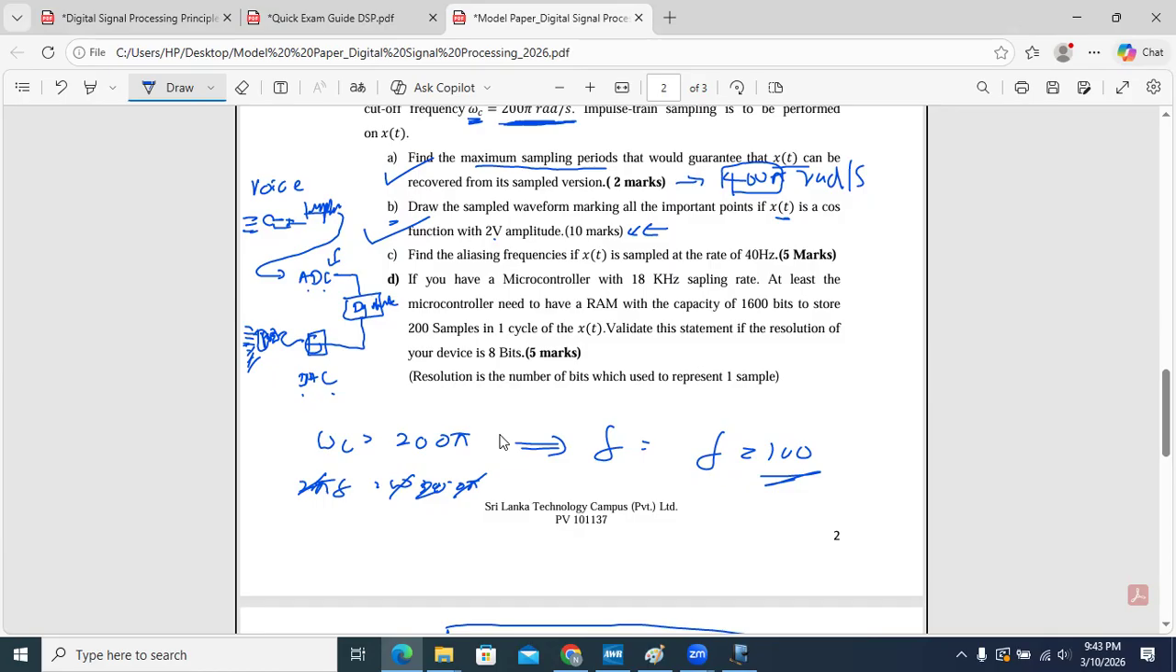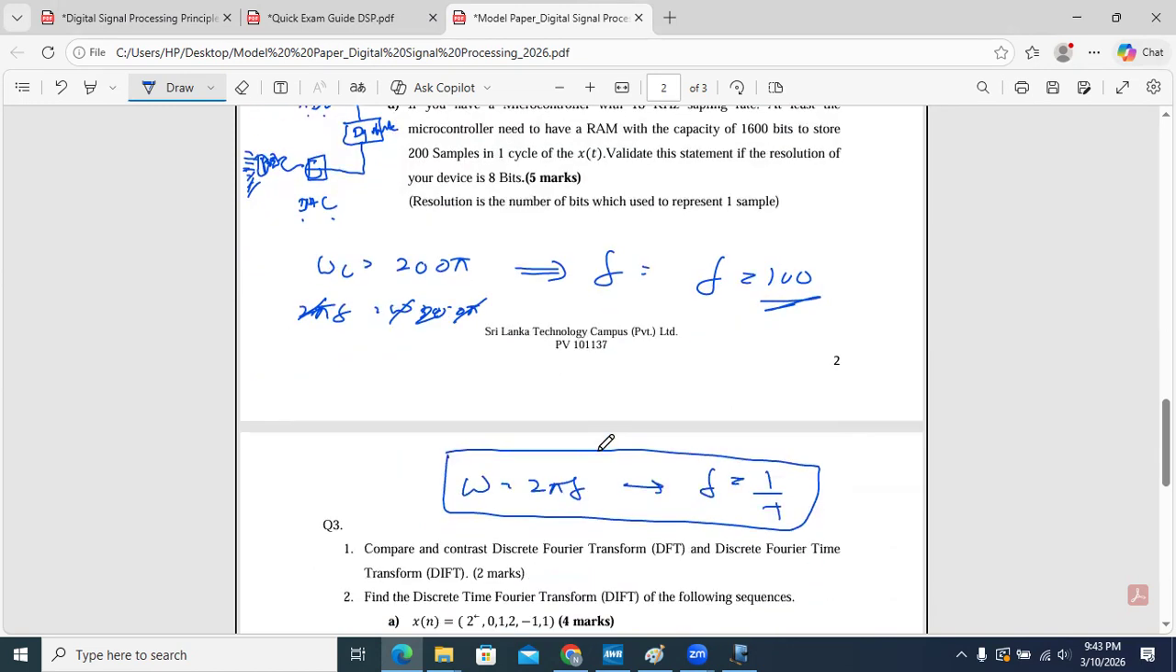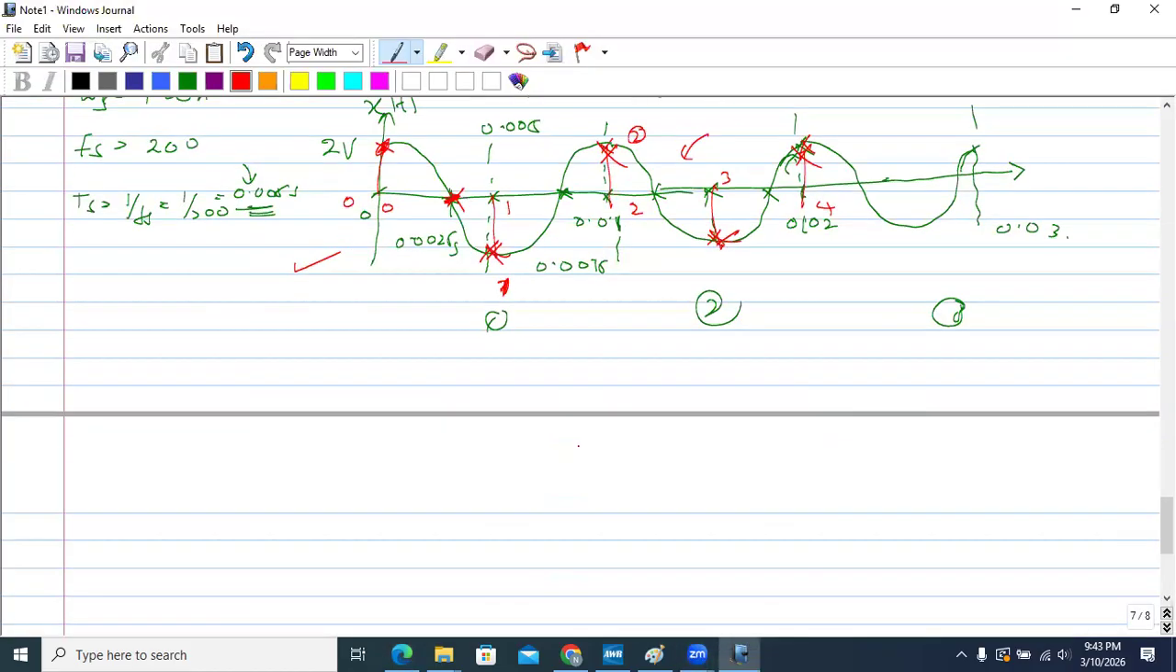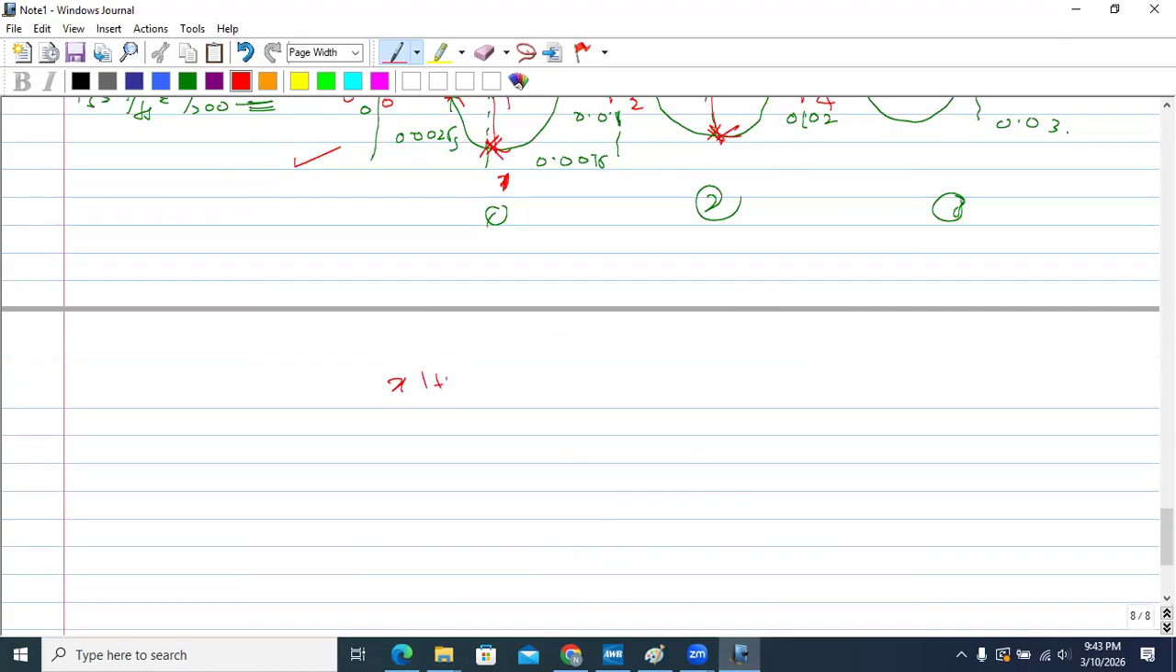Now, you can see that. Now, the xt is sampled using 40 hertz, and find the aliasing frequencies. So what is the signal? The signal xt is 2 cosine 250πt. Now you are going to sample with this 40 hertz. So this is the sampling frequency fs.